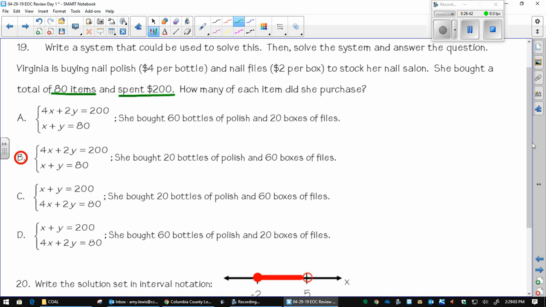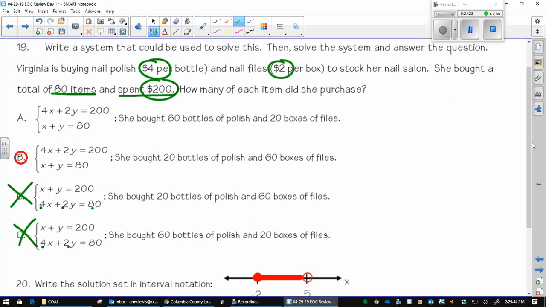The total cost is going to have to do with this $2 per box of nail files and $4 per bottle of nail polish. And the total cost is $200. So we need to see an equation that's got a 4 and a 2 in it along with the $200, which means that we can X out this one because it has a 4 and a 2 and an 80, so that's not right. And same thing with this one, so that's not right. So we know both of these equations are the same. It's either going to be A or B, and then we're just going to plug in and see what works.